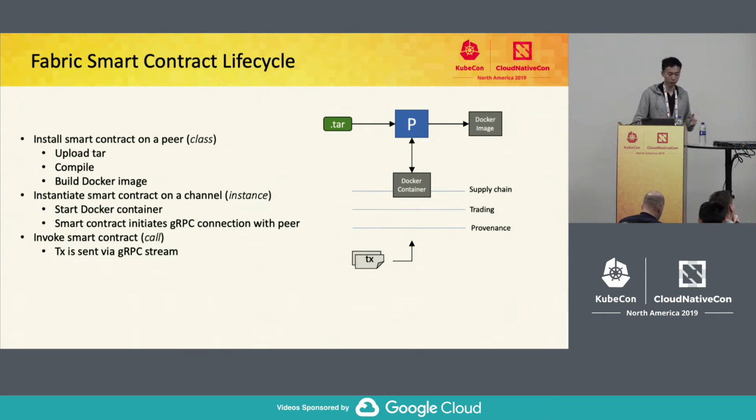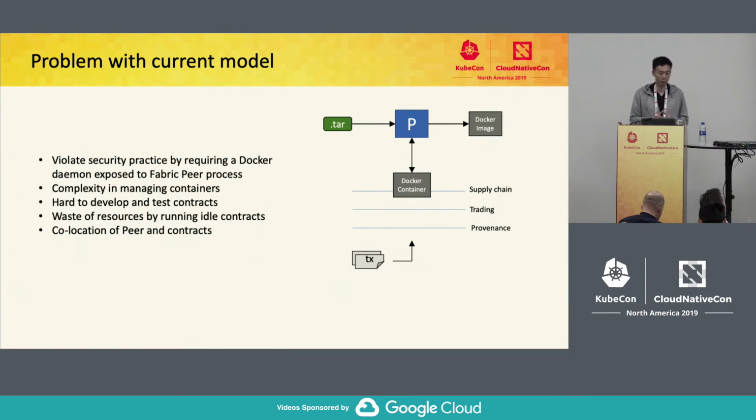So this model has worked since the beginning of Fabric, but it has very clear problems, right? Firstly, and mostly, it talks to a local Docker daemon, which violates quite a bit of security practice. Like in Kubernetes, we shouldn't really manage our own lifecycle of the container. And what we do today, as a workaround or terrible hack, is running Docker in Docker in Kubernetes. And secondly, the complexity of managing containers is all built into a Fabric peer.